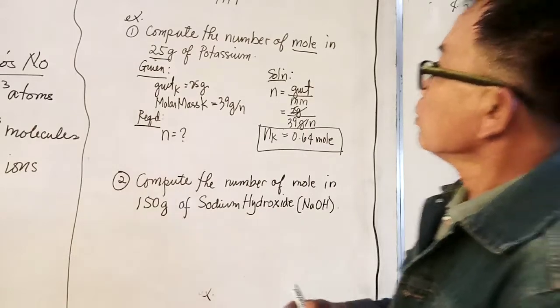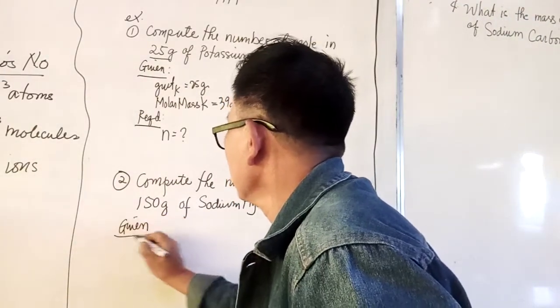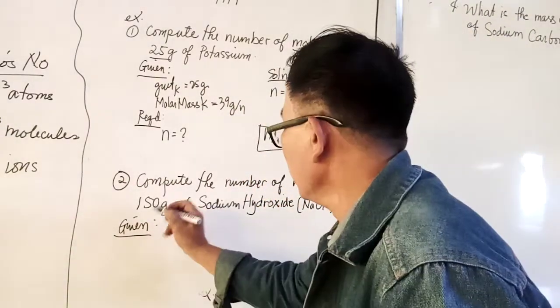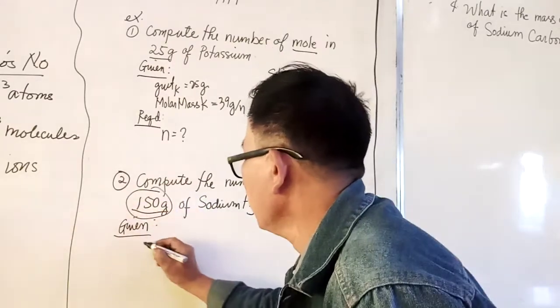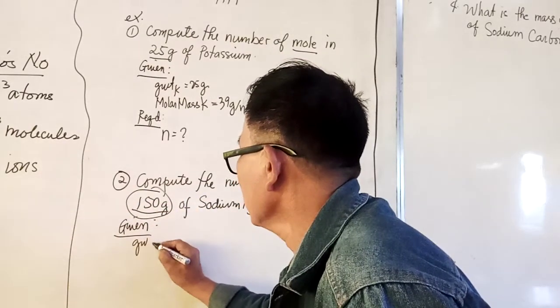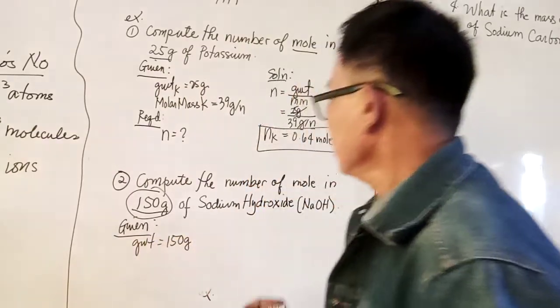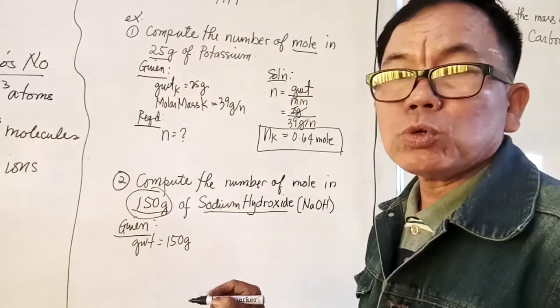Now, first of all, you have to find out the given. The given we have here is the weight. So you have now the given weight that is equivalent to 150 grams. What else? You can compute the formula mass of sodium hydroxide.